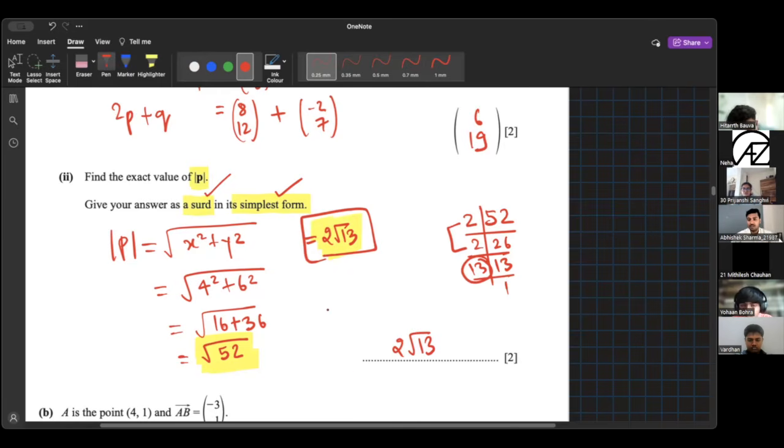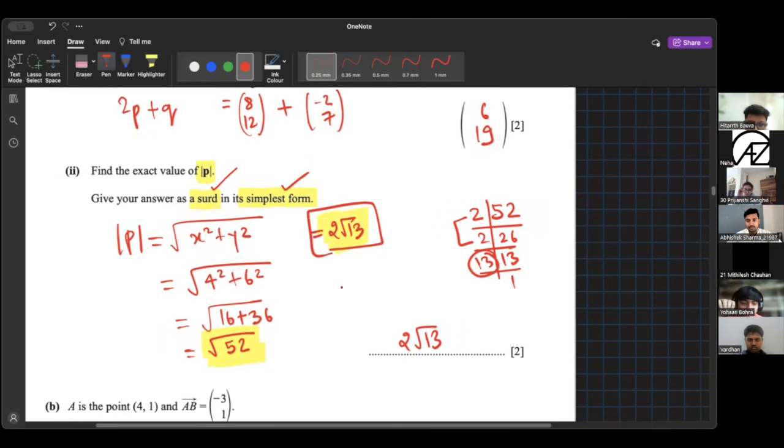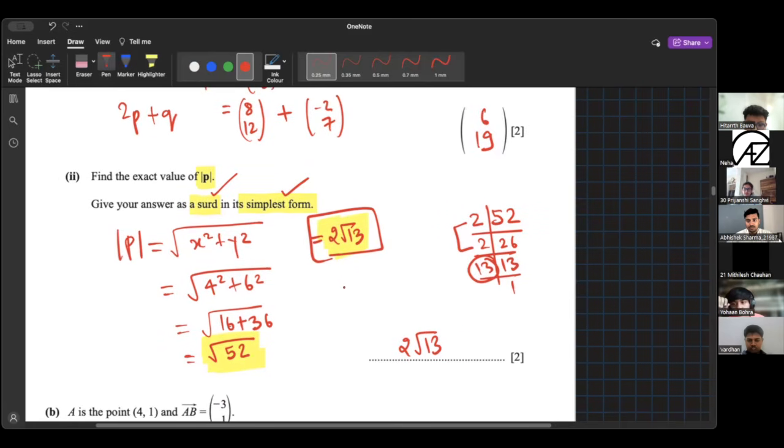So if a surd is given over here, and the question says find the exact value of the magnitude of P, exact value means surd, right? I'll define what exact value means. Let's say your answer is 3.3333, which is recurring. This can't be exact. But what if you're getting 1 by 2? 1 by 2 is also exact. 0.5 is also exact, right?